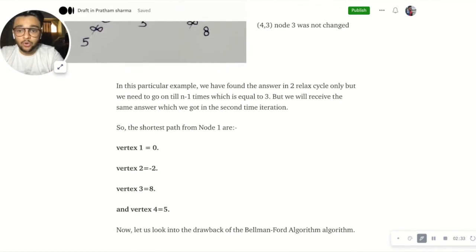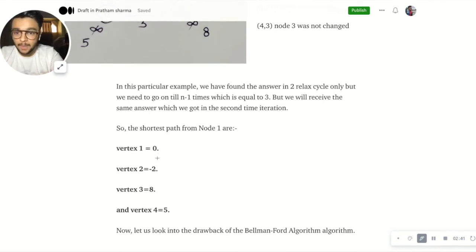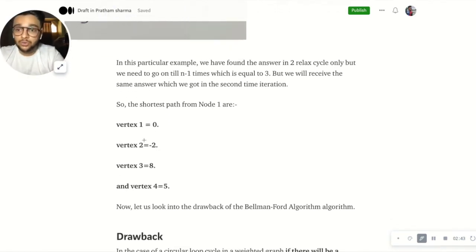But we would go for n minus 1 times, which is equal to 3. We would also relax it one more time, but we have got the answer here. So the distance from 1 to 1 is 0, 1 to 2 would be minus 2, 1 to 3 would be 8, and 1 to 4 would be 5.